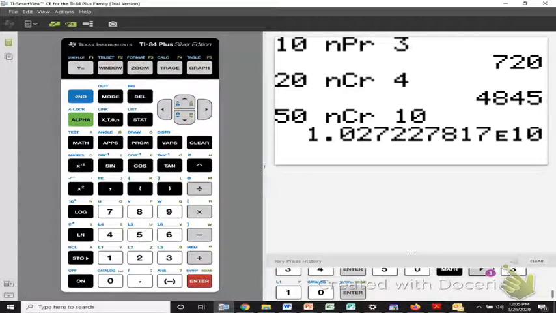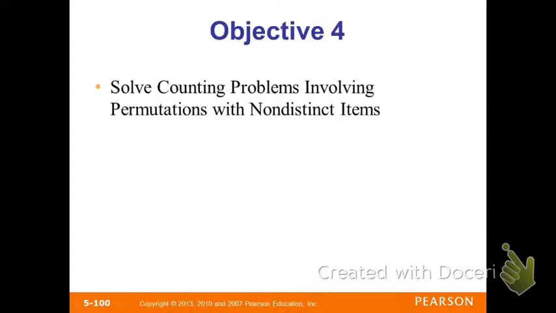Then that's kind of important. Combinations and permutations are going to be with us for the rest of the semester, so it's important to get used to doing those. Now, if we want to solve counting problems involving permutations with non-distinct items, this is a different formula. We'll have to do this one by hand, but it's not complicated.